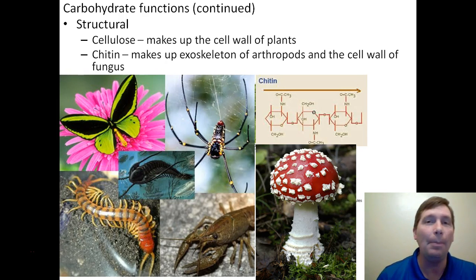So when you step on a bug and it goes crunch, what you're crunching is actually a macromolecule made out of sugar. Another example of a living thing that uses sugar for structure is fungus. Fungus uses sugar for structure as well.